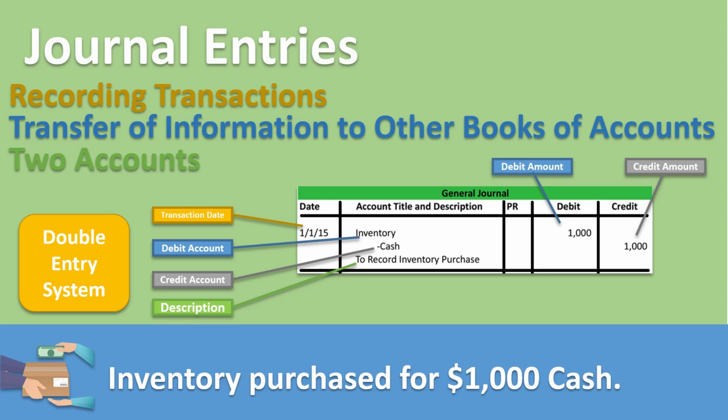This brings up the concept of double entry bookkeeping. This means that each journal entry is recorded with two columns. In the above example, the business owner purchases $1,000 worth of inventory with cash. The bookkeeper records two transactions in a journal entry. The cash account decreases by $1,000, and the inventory account, which is a current asset, increases by $1,000.